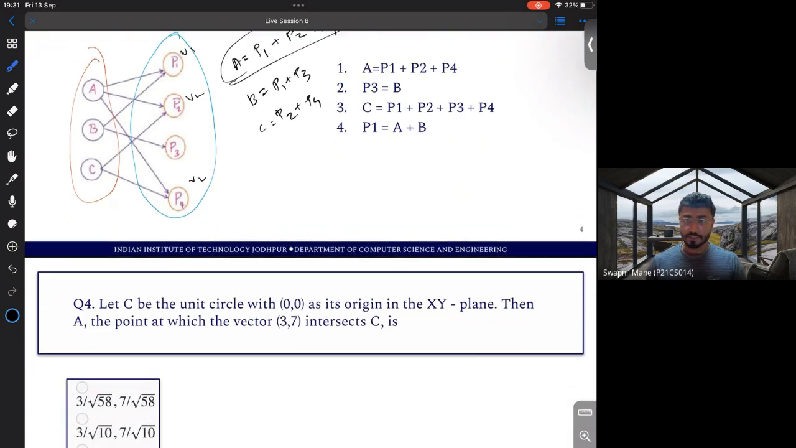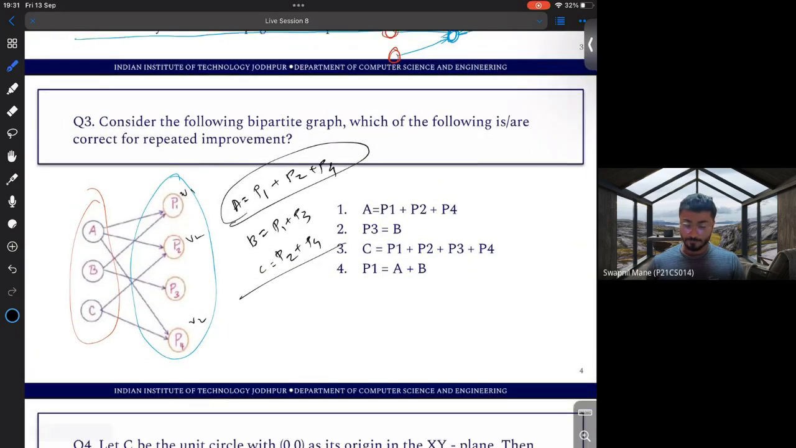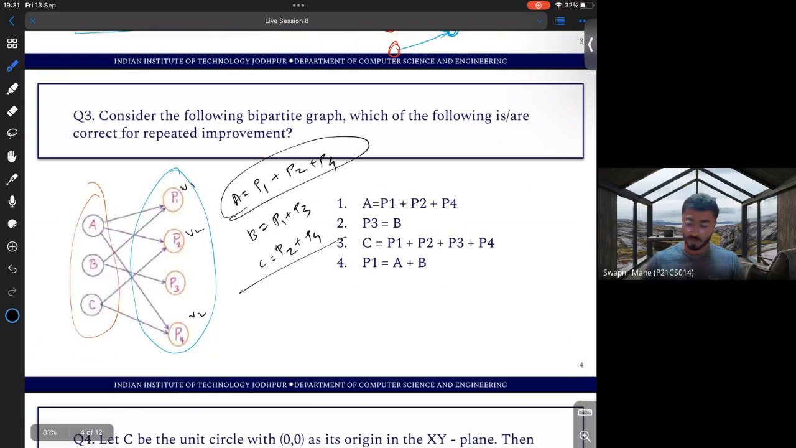Yeah, we have calculated here. We have quantified the hubs here. Let's quantify the authorities. How can we quantify the authorities here?